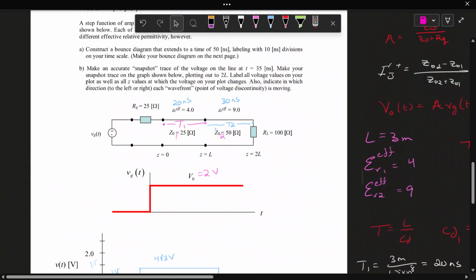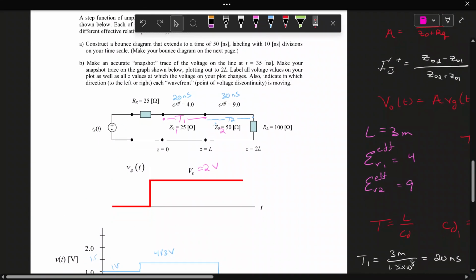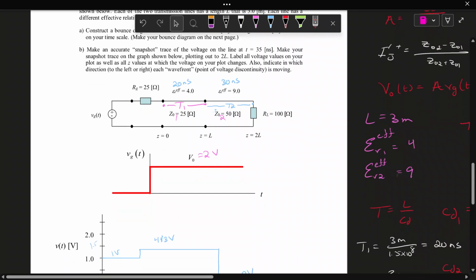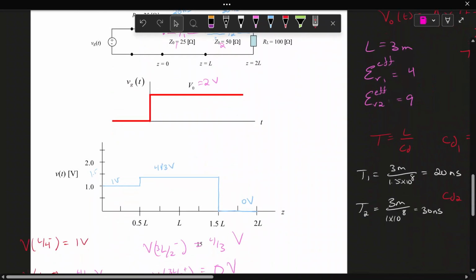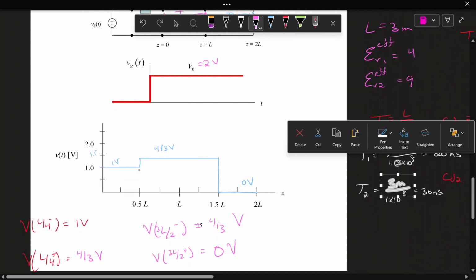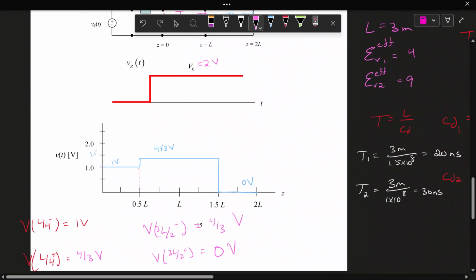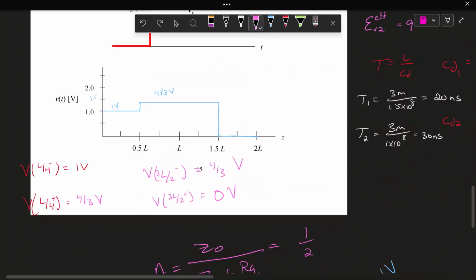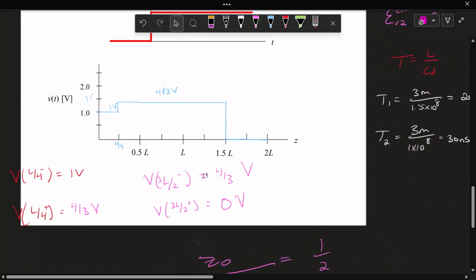Now, it also says in the problem, label all voltages on your plot as well as all Z values at which the voltage on your plot changes. That is another part of the question. Do not forget that. So we know here, or not there. Oops, I totally messed this up. The change at L over 4 is not at L over 2. My bad. L over 4 is this here. So this stays straight till there, and this goes down there. There we go. Okay, sorry about that.